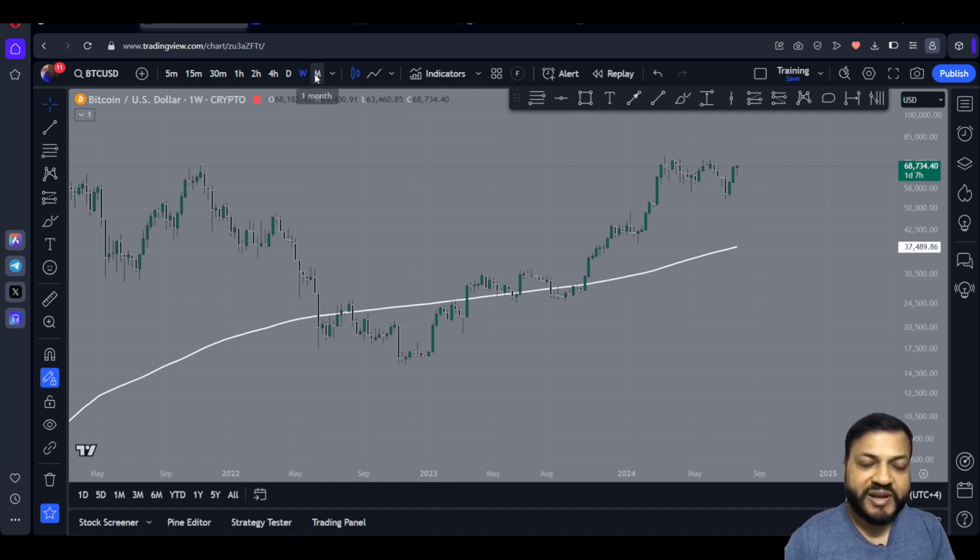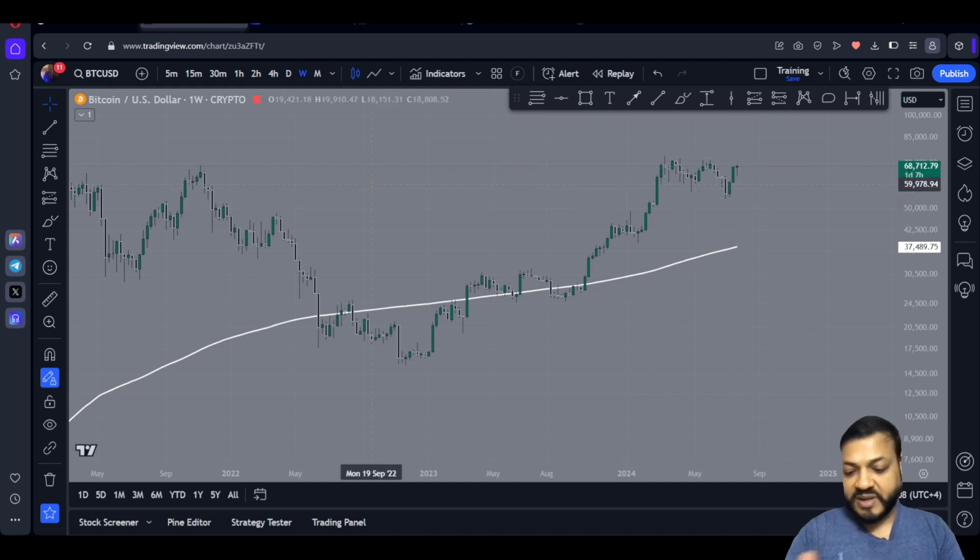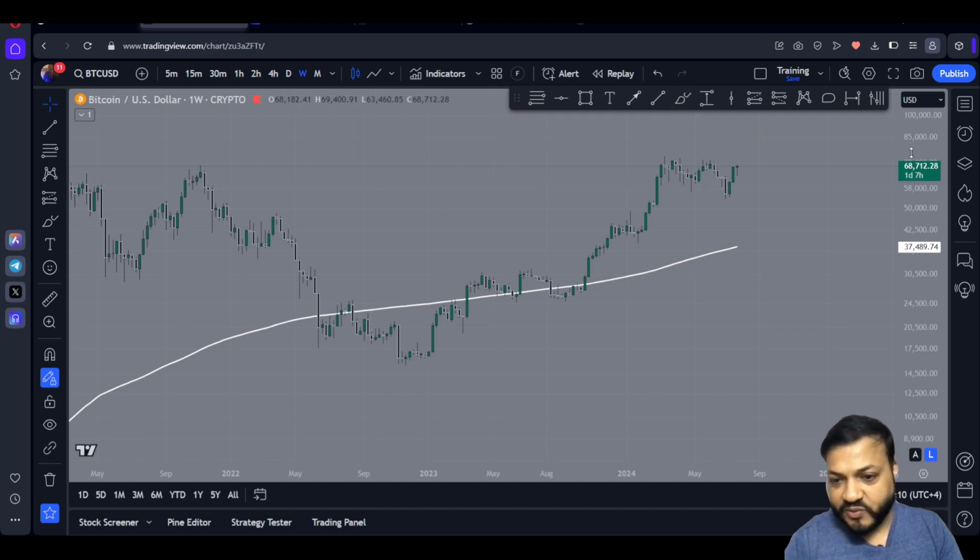So if we go to the monthly, this is the weekly chart. If you can see over here, this is the weekly chart. One candle takes 1 week to finish. So if you can see over here, 1 day 7 hours is remaining until the candle closes. That is Sunday, because crypto never sleeps.